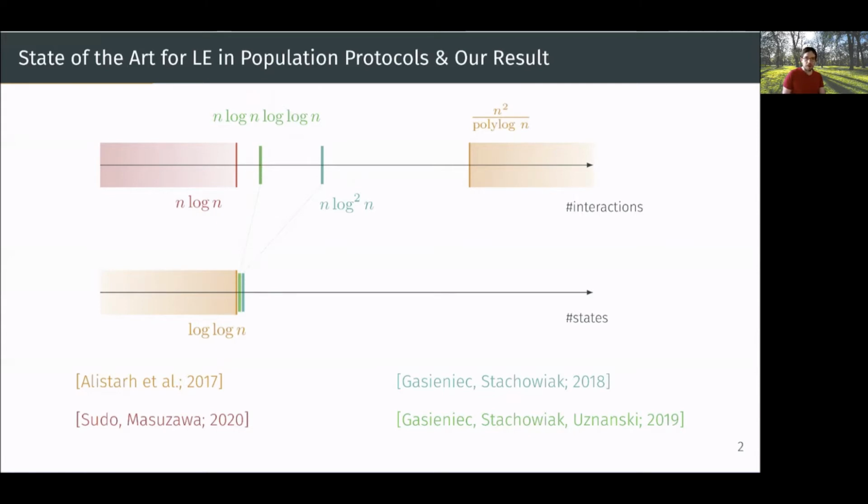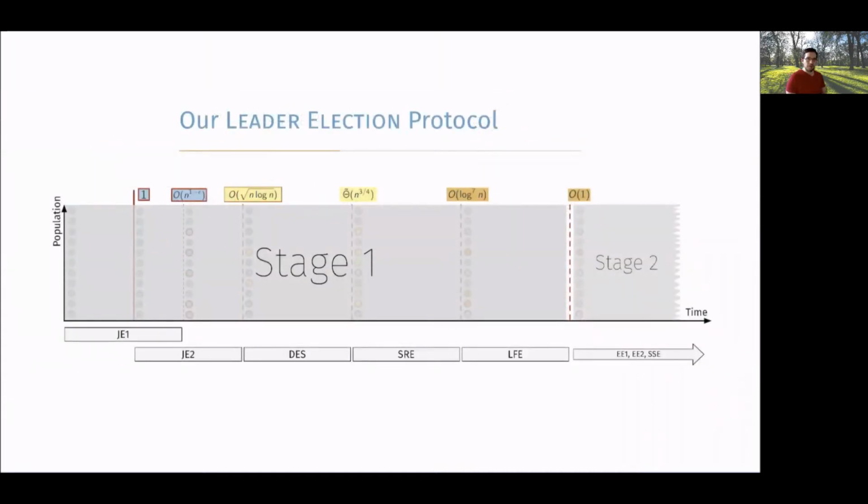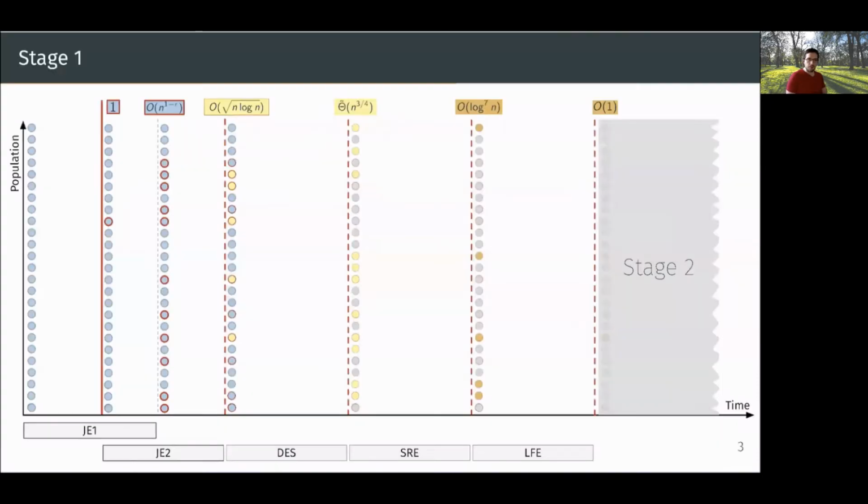And in our result, we show that you can actually elect a leader in the population protocol model using only log n states per agent asymptotically, and do this in a number of interactions which is roughly n log n. Okay, in the following, I will give you a very brief overview of our protocol. Our protocol consists of two stages. Stage 1, consisting of these 5 protocols below here, and stage 2, which is actually much longer, consisting of 3 protocols. So let's first take a brief look at stage 1.